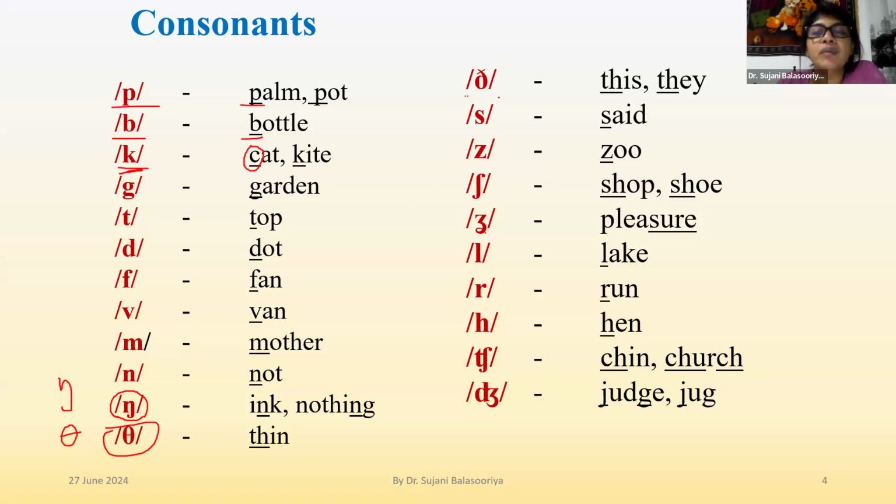And there's another unfamiliar one. The sound is like this, in that, they, though, those, these, etc. You write the sound like this. And this is s, like in said, and z, like in zoo, zip, Zulu, even zombie, z.